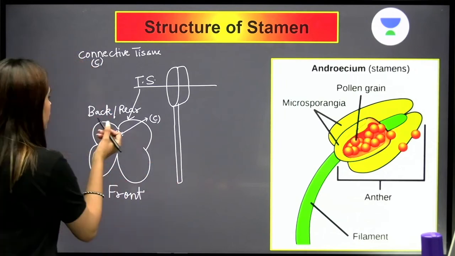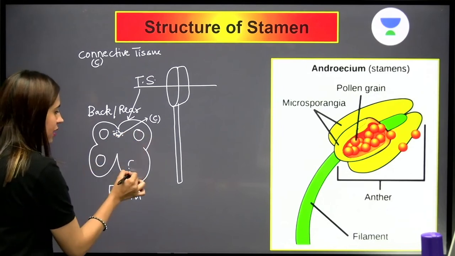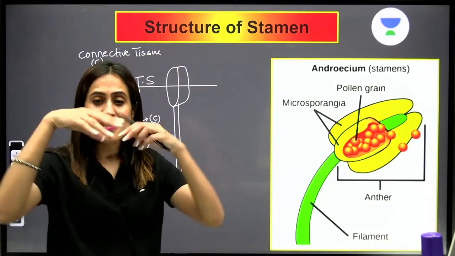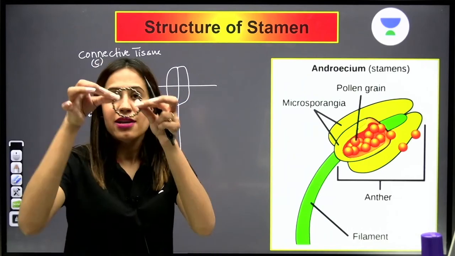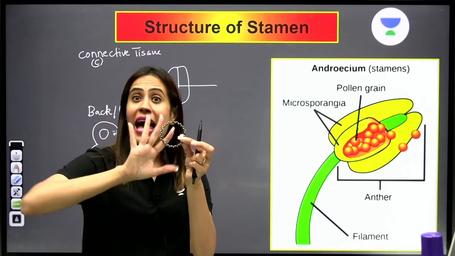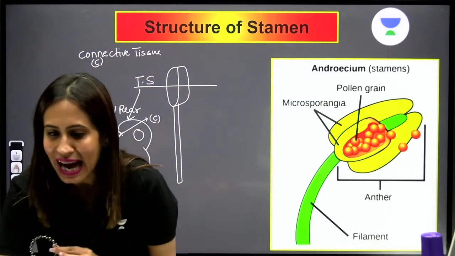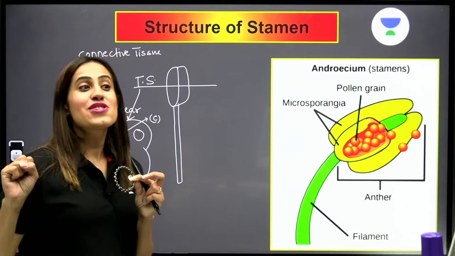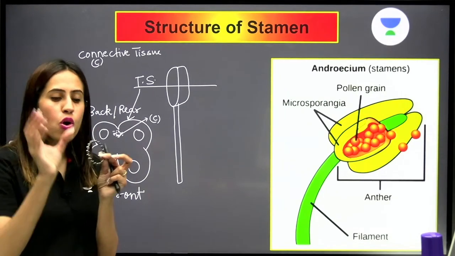Now, what are these? Sporangia means a rounded structure like this. This is a big one, so this is megasporangia because this is round and big. But these four circles I have drawn are small. So these are microsporangia. Micro, small.